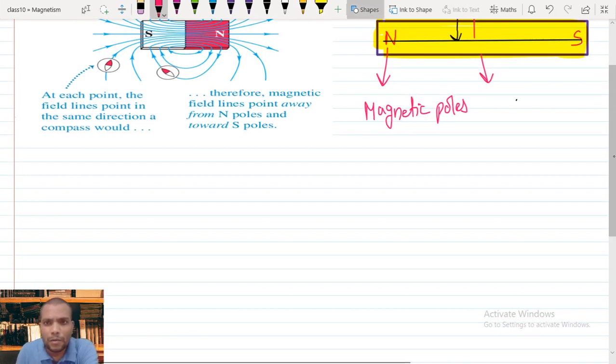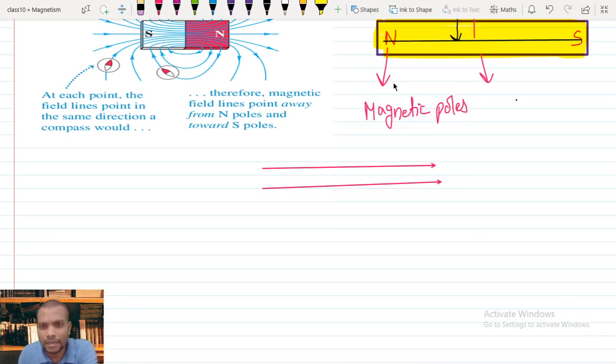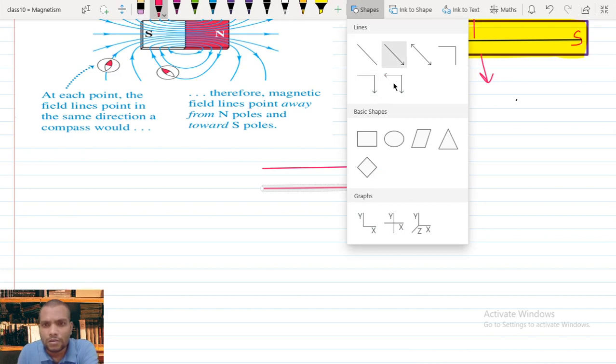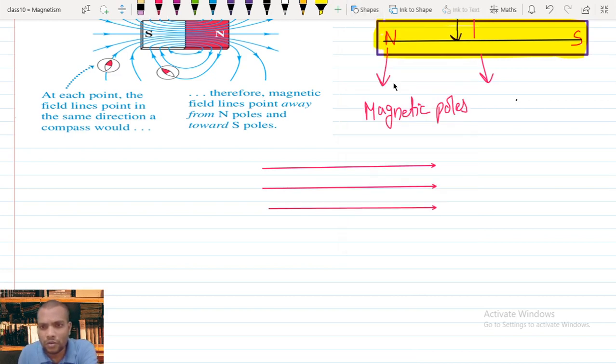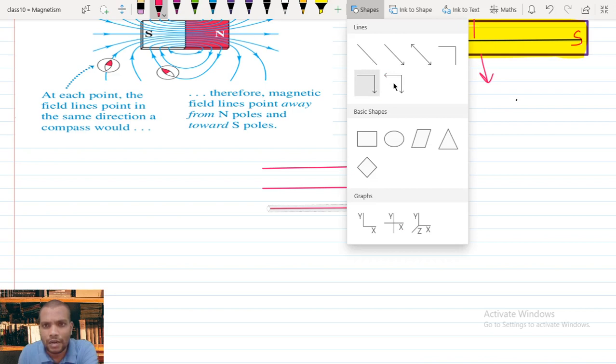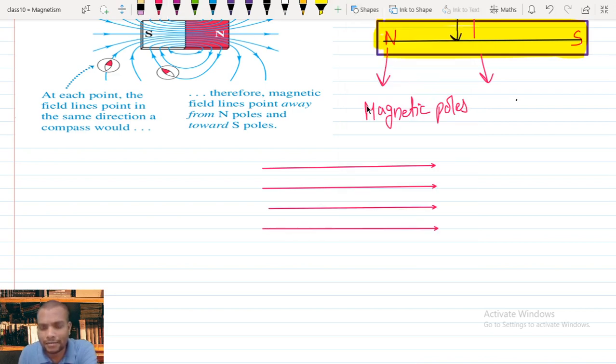We represent uniform magnetic field in different ways. Suppose you take straight lines. These straight lines represent uniform magnetic field, and the arrow mark represents the corresponding direction. Other than this notation, we are using a dot vector notation. Suppose this is the vector notation. So the dots are the head of the arrow mark.